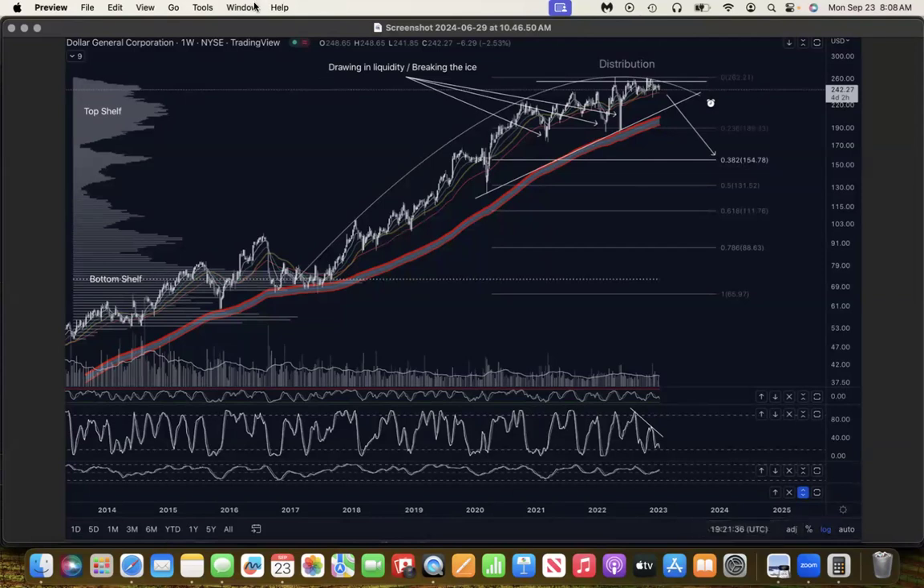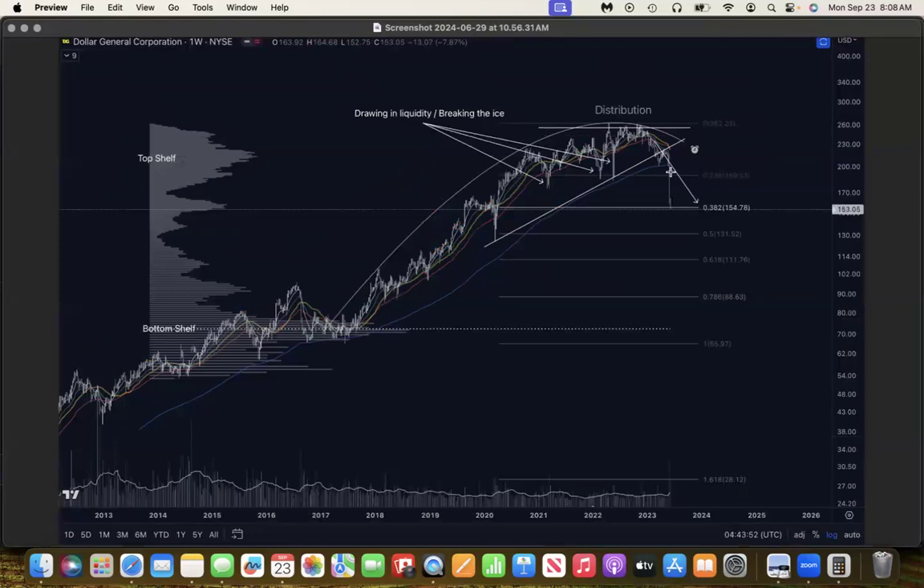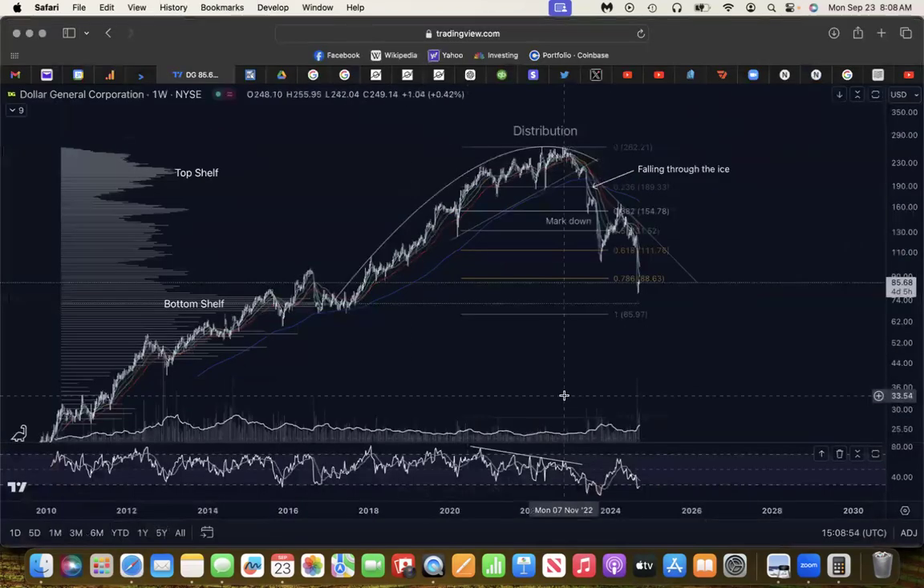And as they did implement their markdown campaign, as it fell through the ice, it did land right at our target. This is what the chart looks like today. You can see it fell down here and then recovered back up, only to reject the weekly moving averages.